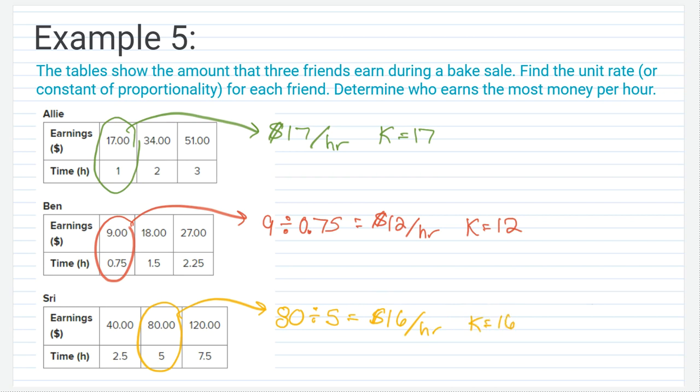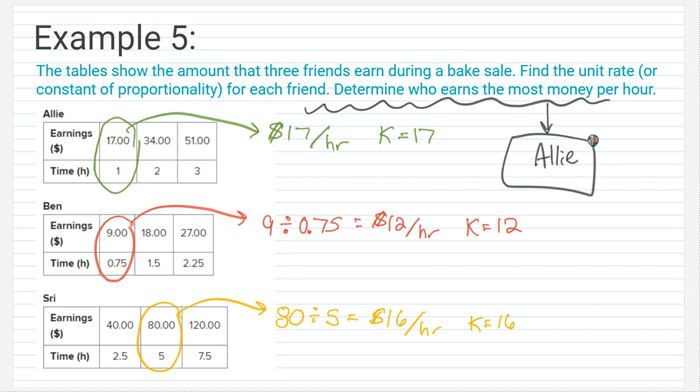So to answer our final question of who earns the most money per hour, that's going to be Allie, because she earns $17 per hour, which is more than anybody else. So that's it for that example.